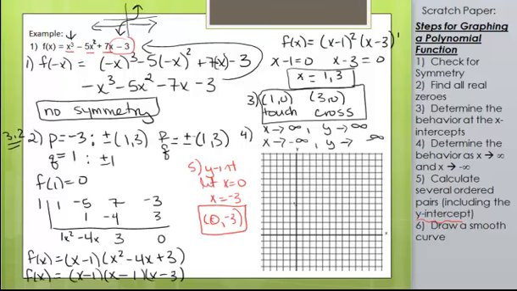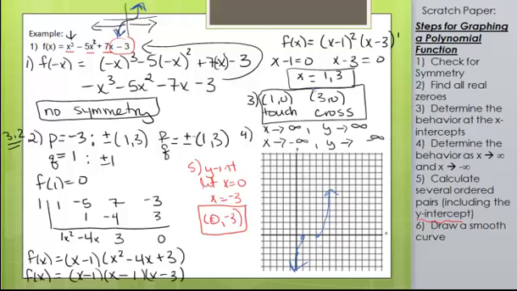Alright, now it's time to draw a graph. Let's plot the 3 points we know. We know (1, 0), we know (3, 0), and we know (0, -3). Those are all the points that we know. But we do know other things. For example, we know that on the right it's going up, and on the left it's going down. So we could actually just kind of sketch that in there. We just need to know what's happening in the middle.